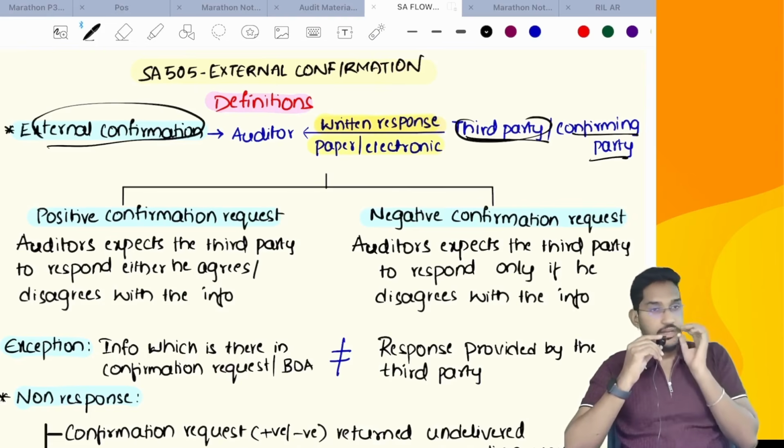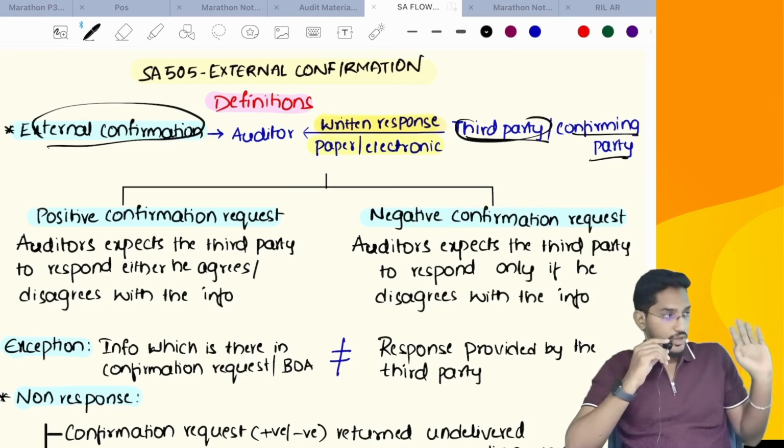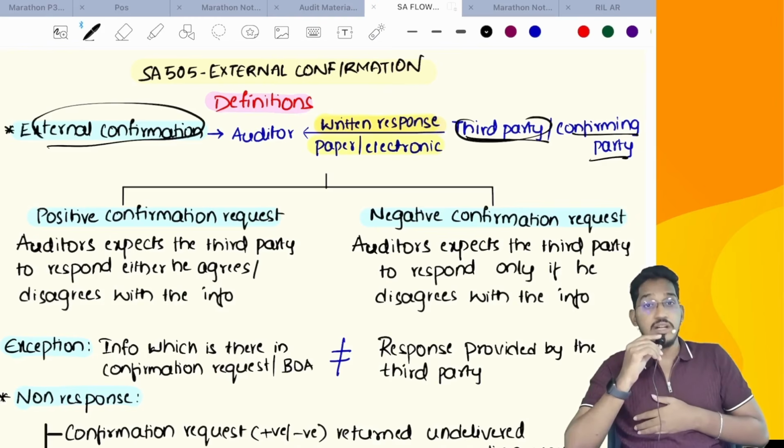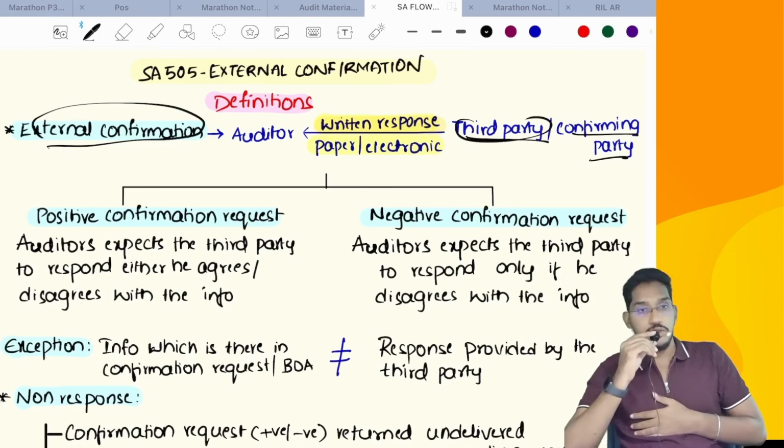See, I am not asking him for a confirmation. What I am asking, sir, I am an auditor of your client, of my client. My client says you are a debtor. Please tell me what is the amount you owe to the company. Positive or negative? Positive. Why?